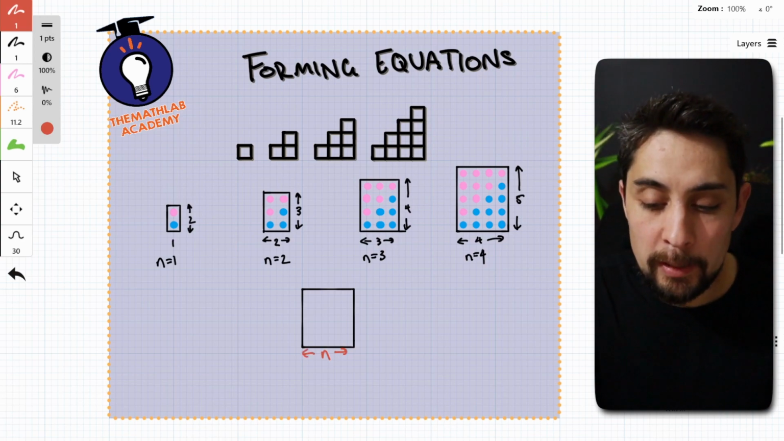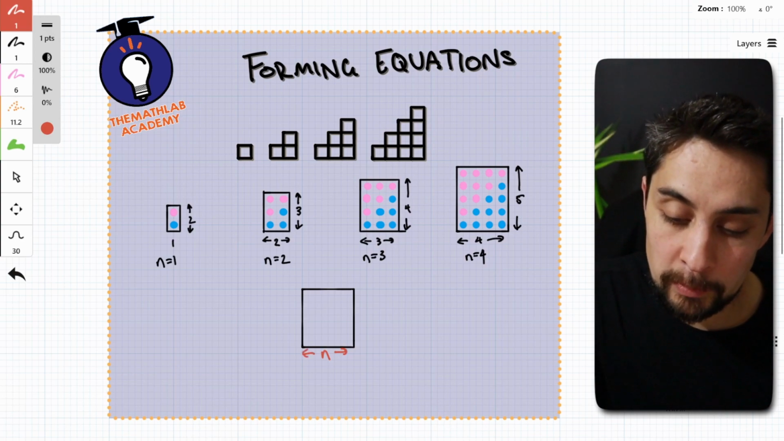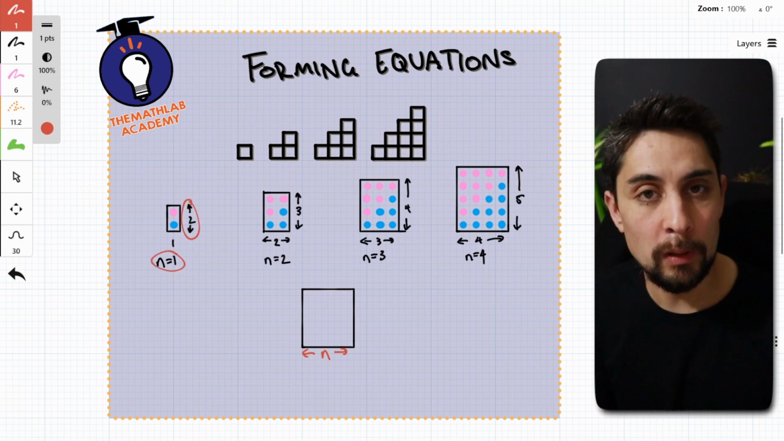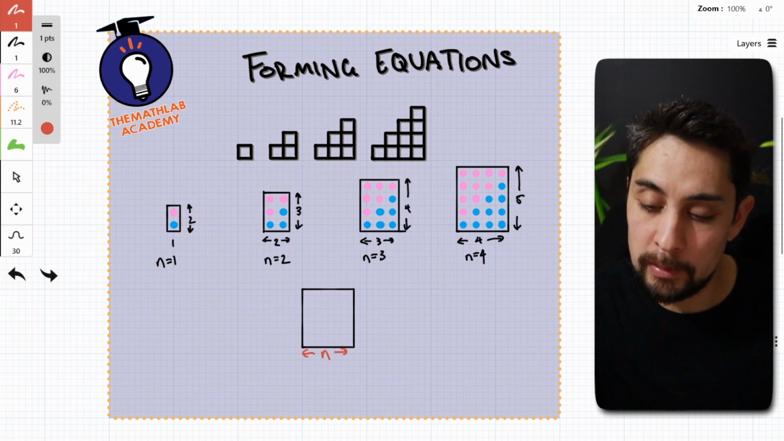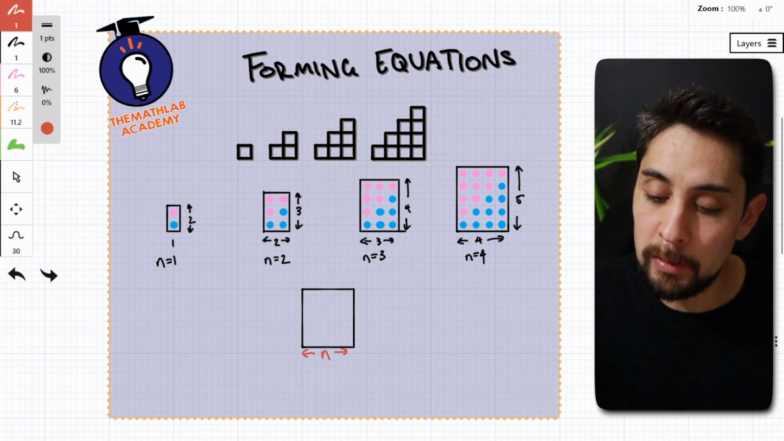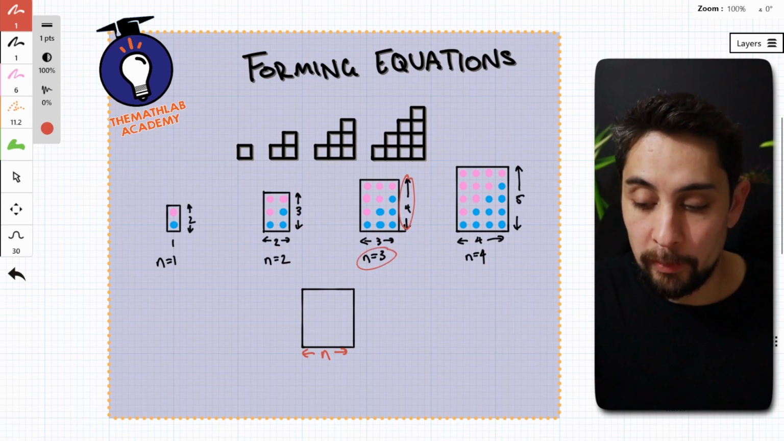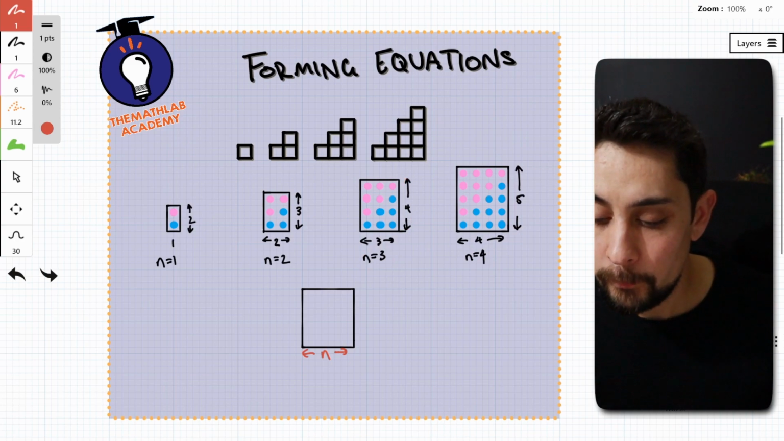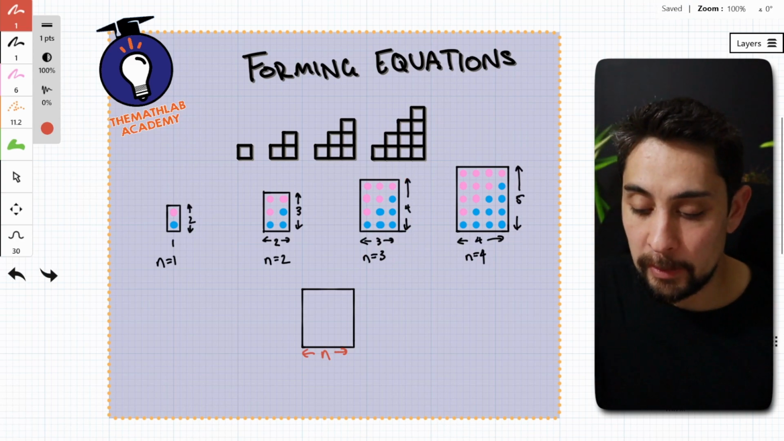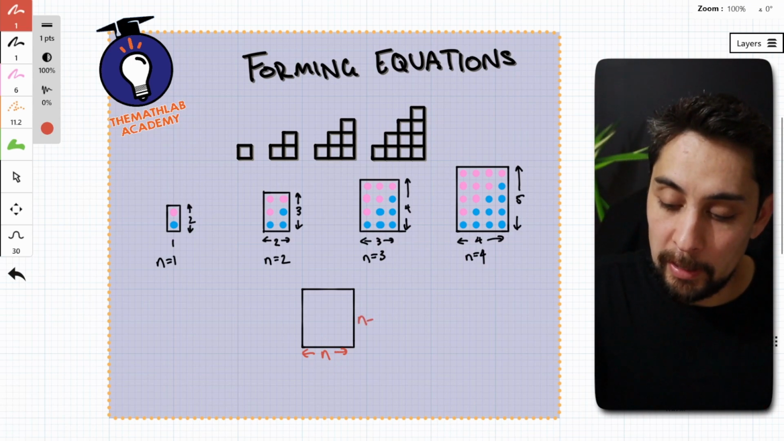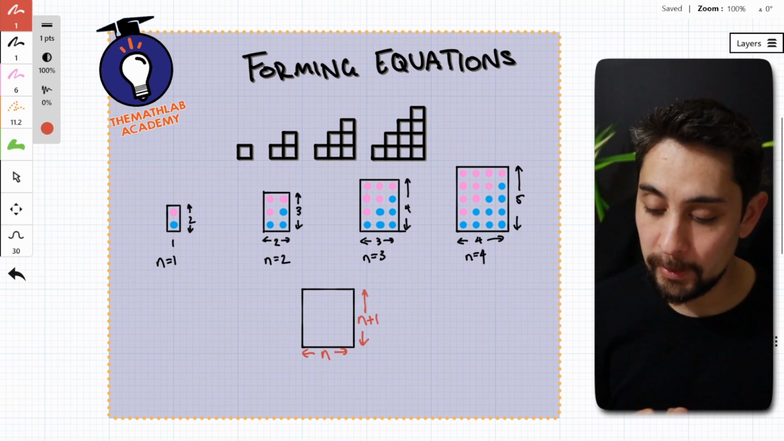And going up and down, let's take a look at the vertical numbers. We have here 2, but this number is 1. So we're 1 more than our number in the sequence. This value here is 3, which again is 1 more than the number in the sequence. 4 is 1 more than 3, and 5 is 1 more than 4. To put that in an algebraic sense, if we have n here, 1 more than n is n plus 1. That's how tall our rectangle is.